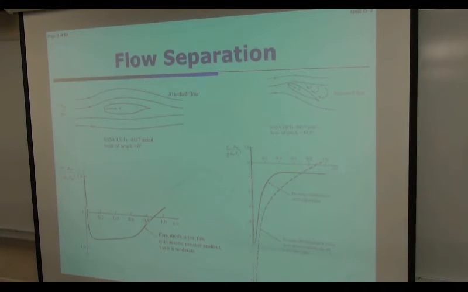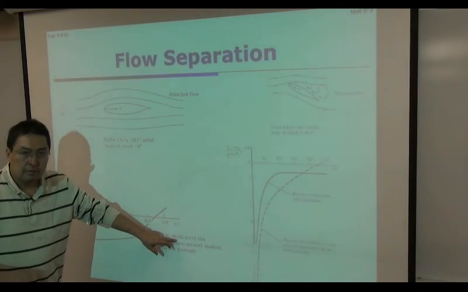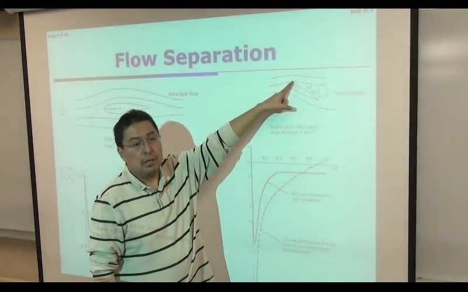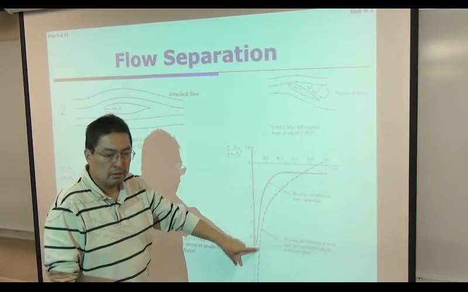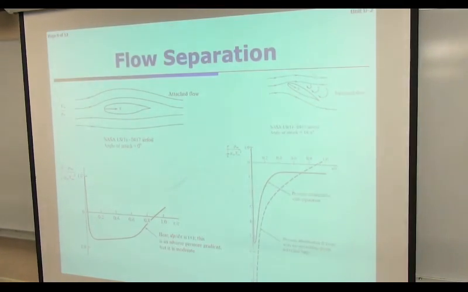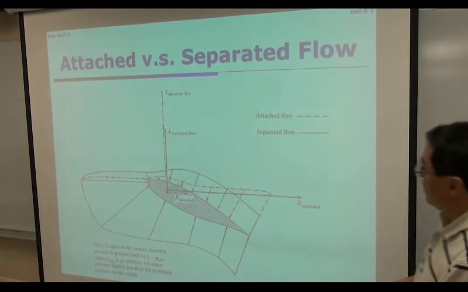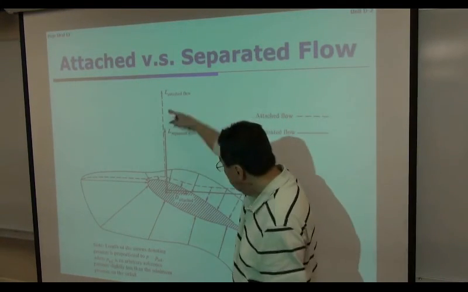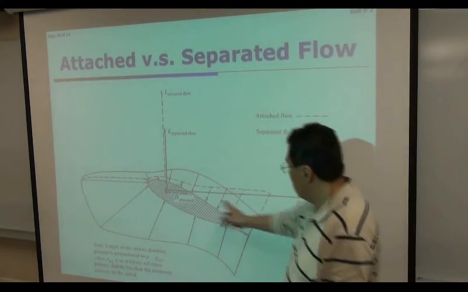So separation is caused mainly by dp/dx, which is called the pressure gradient. If the pressure gradient is too steep, nature basically separates the flow to adjust the pressure gradient. So you're going to relieve some of the pressure because of the separation. Whether the flow stays attached or separated makes a huge difference. If the flow is attached, of course you have more lift and less drag. But if the flow is separated, you have less lift and more drag.